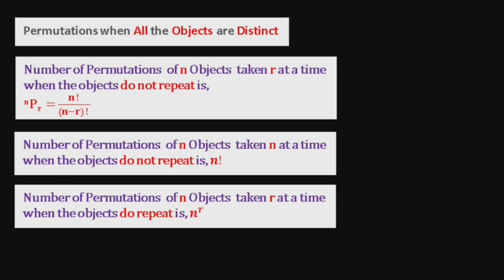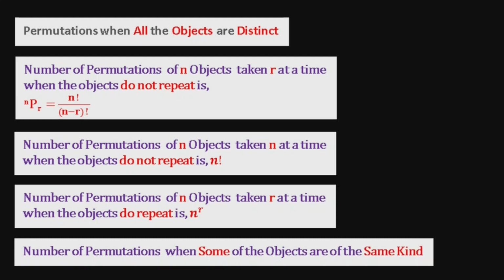In this video, we are going to study how to find permutations when all the objects are not distinct objects, or finding the number of permutations when some of the objects are of the same kind.